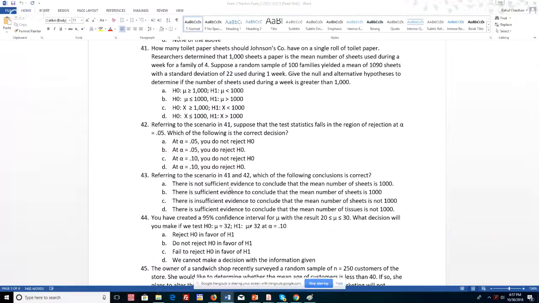So we have sufficient evidence. B and D are both sufficient evidence. There is not sufficient evidence, or there's insufficient evidence, that would be if we did not reject the null. So we have sufficient evidence, B or D, that the null is not true. Here we have the mean number of sheets is 1,000, or the mean number of sheets is not 1,000. So the answer here is going to be D.